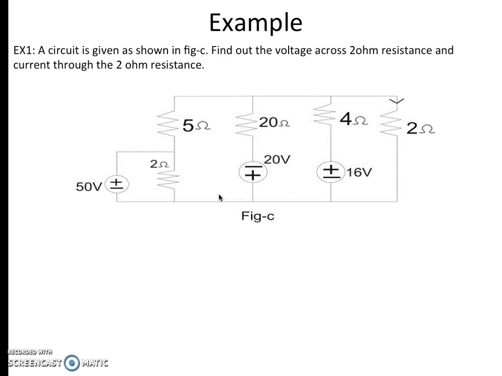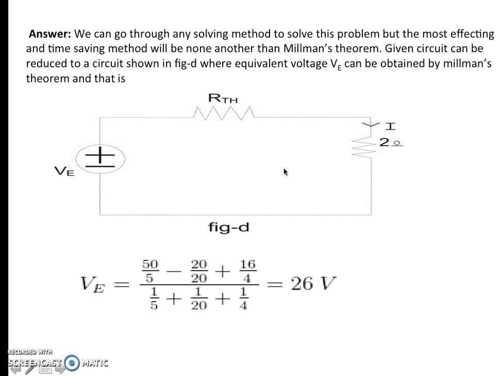Now let us take one example. A circuit is given as shown here in figure C. We have to find out the voltage across the 2 ohm resistance and the current through the 2 ohm resistance. So this is our circuit where there are current sources and resistances connected in parallel. We can go through any solving method to solve this problem, but the most effective and time-saving method will be none other than Millman's theorem. The given circuit can be reduced to a circuit shown in figure D, where the equivalent voltage V can be obtained by Millman's theorem, and that is how I am showing you.